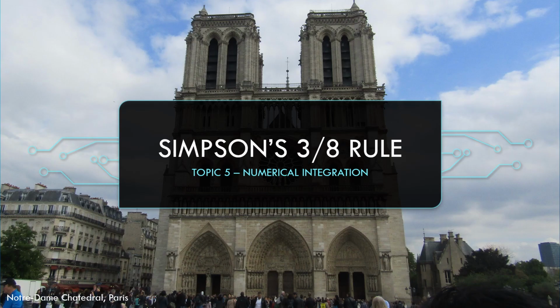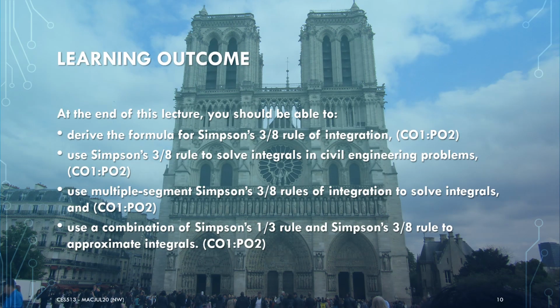Okay, for the next topic, topic 5 for numerical integration, is the Simpson's 3/8 rule. At the end of this lecture, you should be able to derive the formula for Simpson's 3/8 rule for integration, and then use it to solve integrals in civil engineering problems. Then use the multiple segment Simpson's 3/8 rule to solve integrals, and combine Simpson's 1/3 rule and Simpson's 3/8 rule to approximate the integrals.